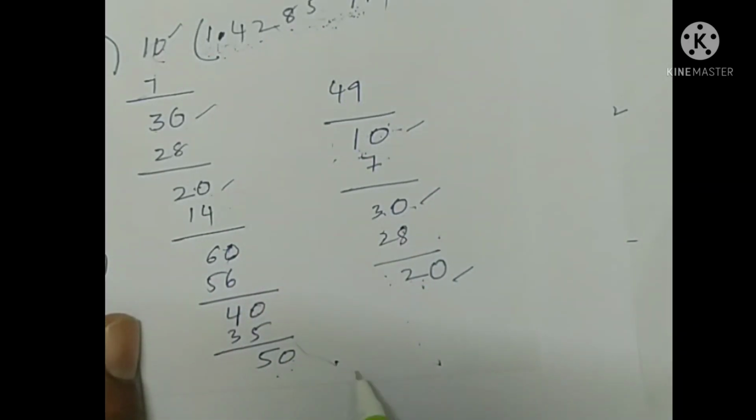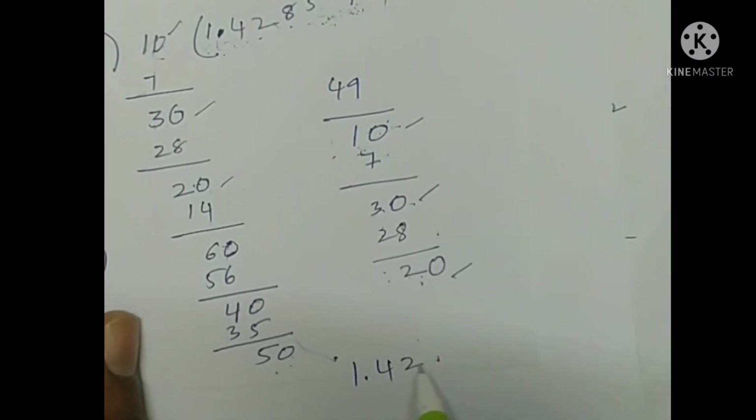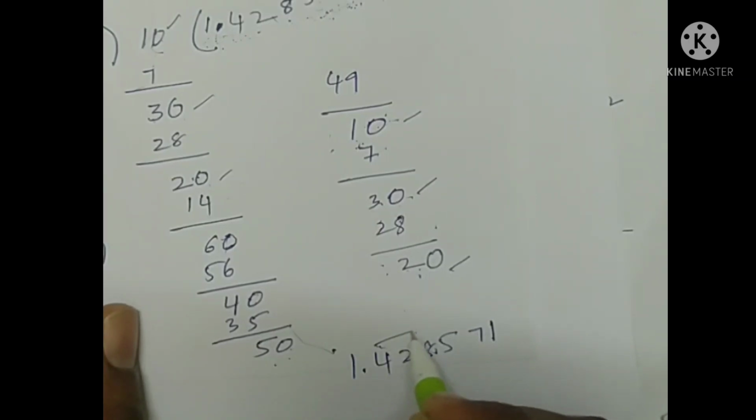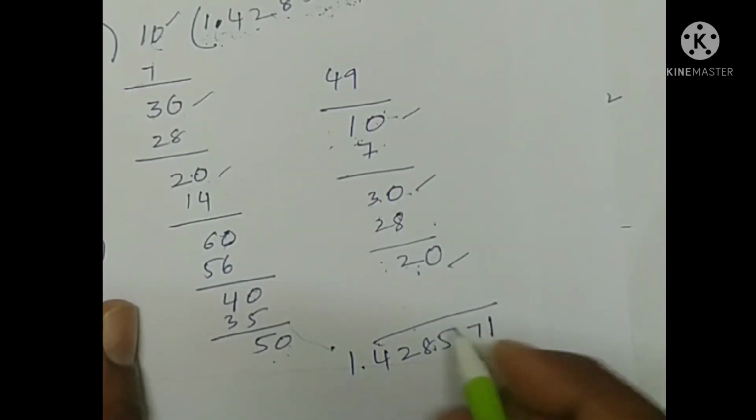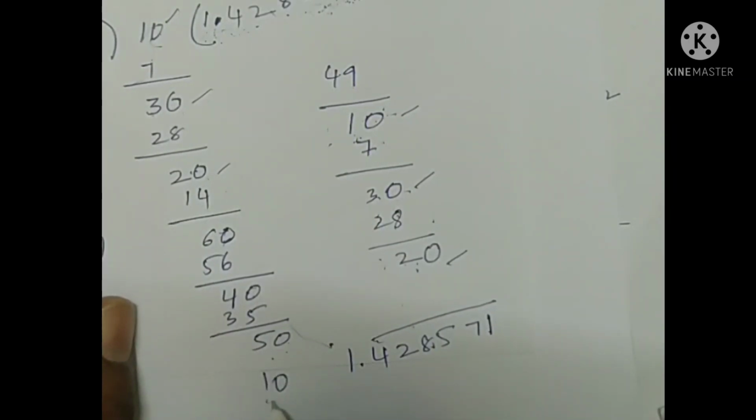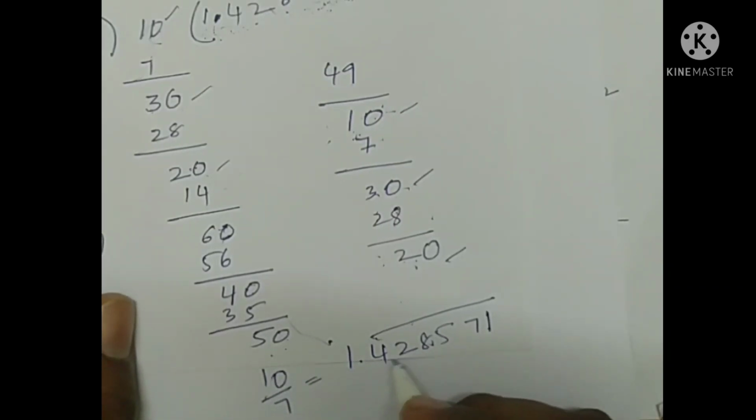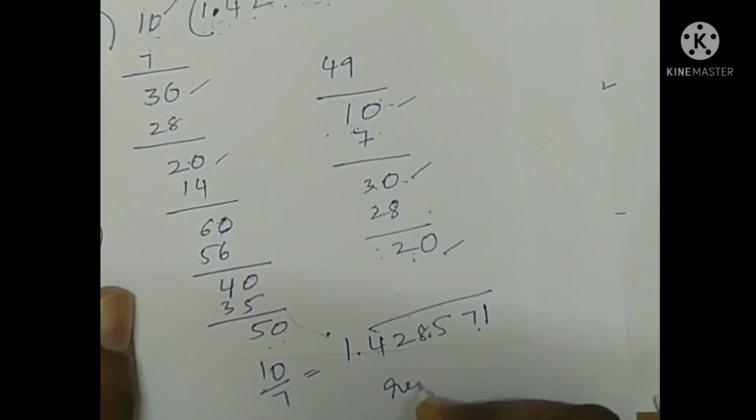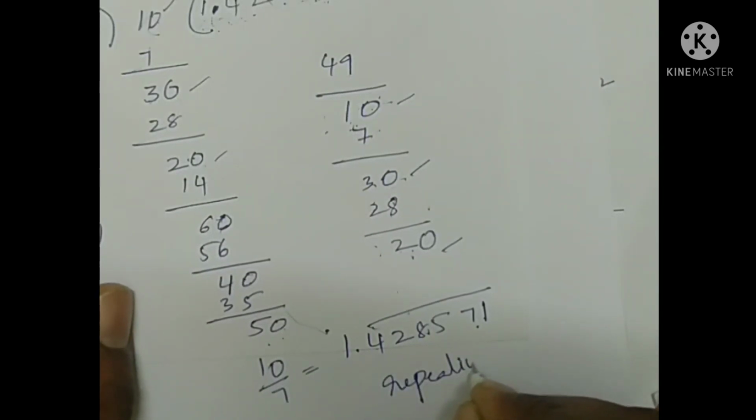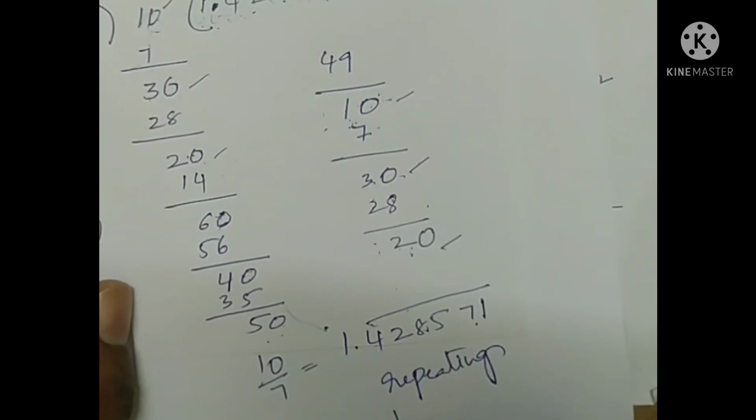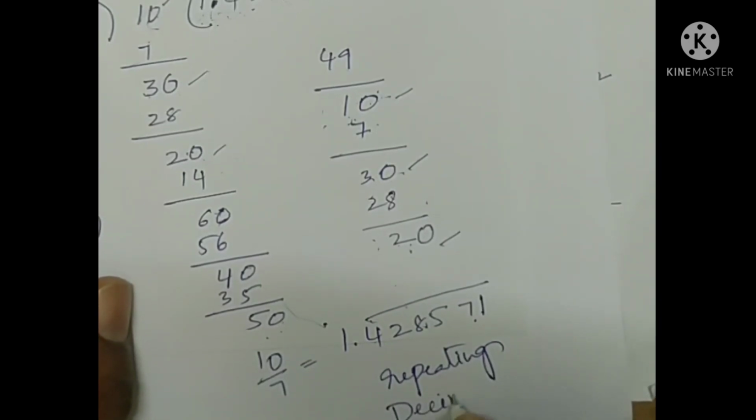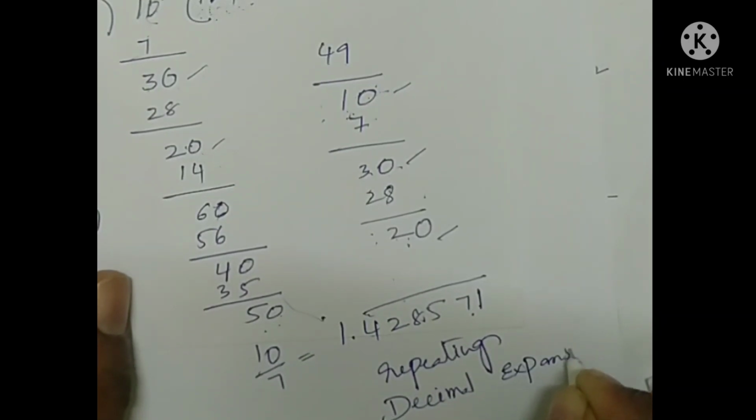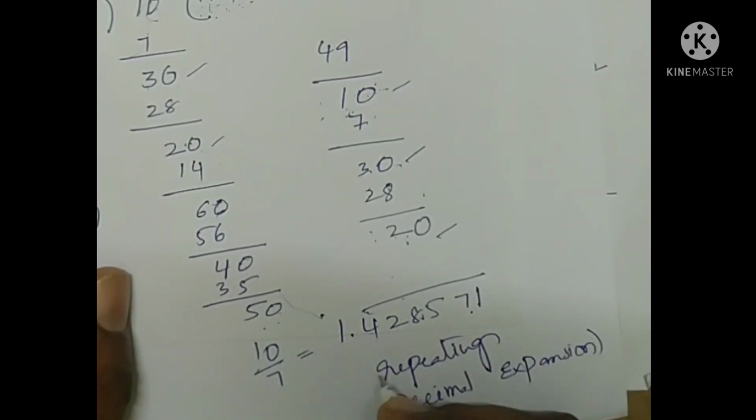1.428571. Here 428571, these are all repeating decimals. So 10 by 7 is equals to 1.428571. So it has a repeating decimal expansion. This is the final result.